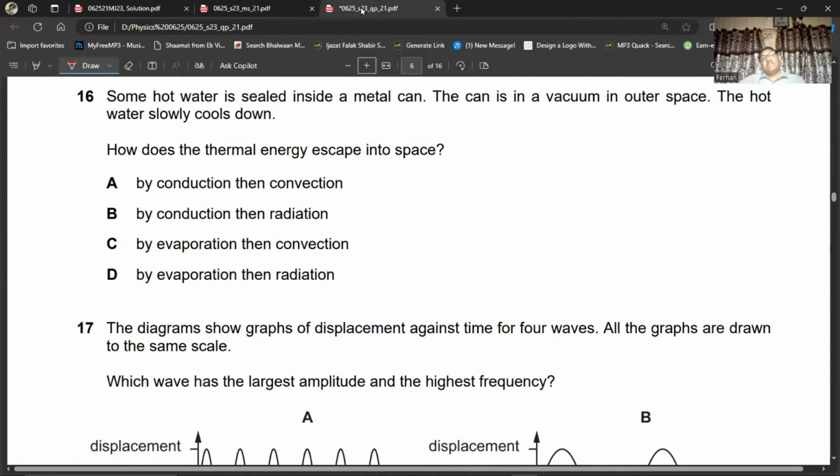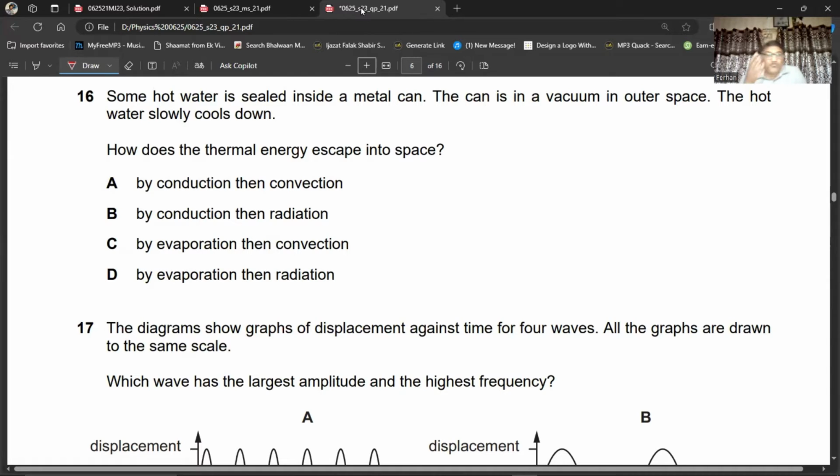Question number 16, he says some hot water is sealed inside a metal can. So now the volume cannot change. The can is in a vacuum in outer space. The hot water slowly cools down. How does the thermal energy escape into the space? You see, in the space, there is no medium to escape there. Therefore, the heat only process is by the radiation, infrared rays.